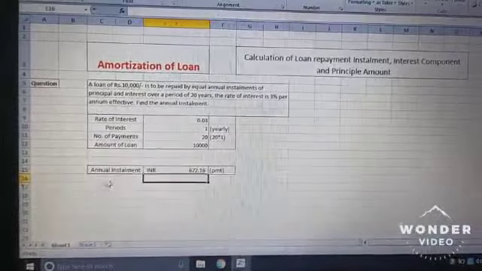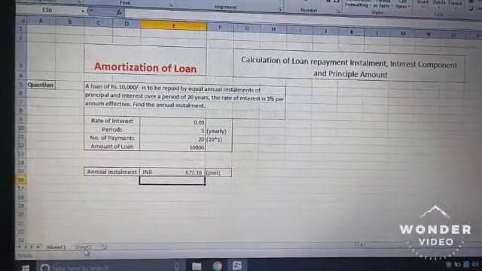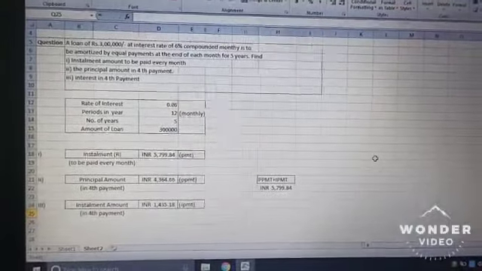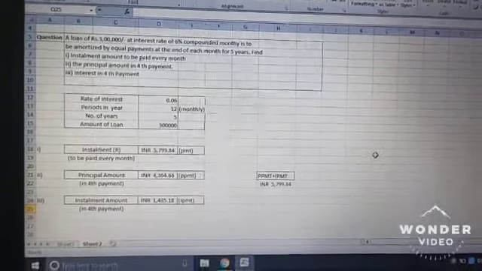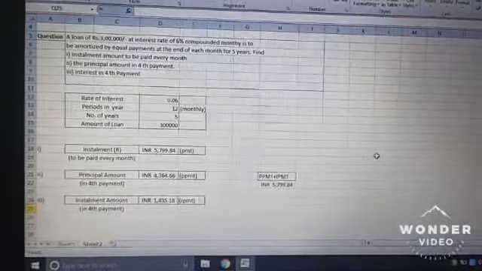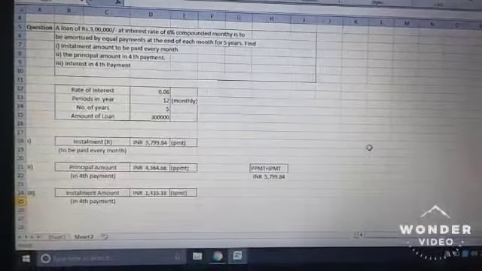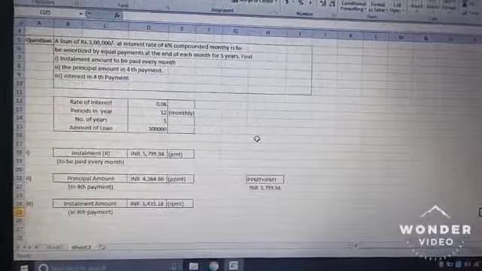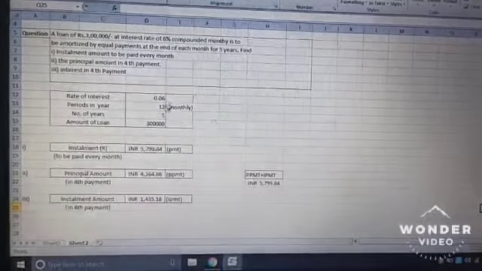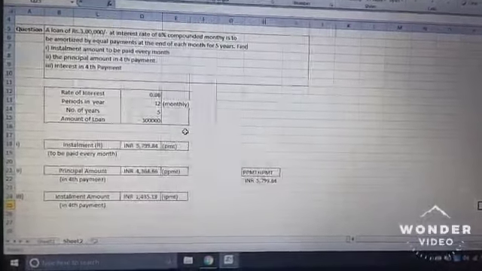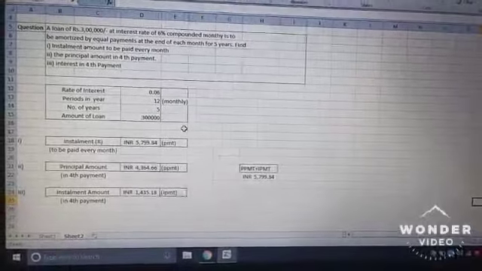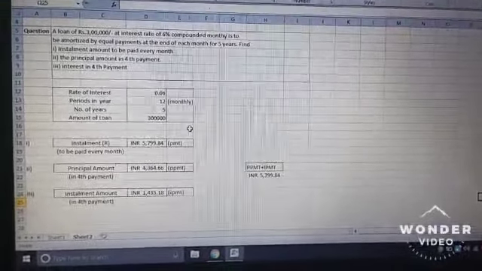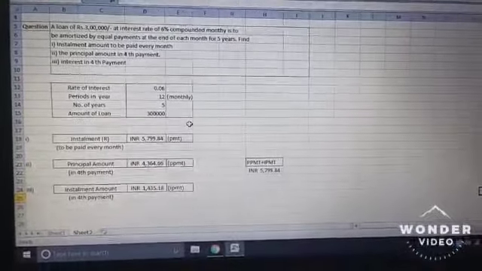Now the second question, this is our second question. Like I said, for an annual installment, all the installments have two components, the principal amount and the interest amount. The installment amount is always the same. If they are equal installments, the installment amount will remain the same, but the principal amount for each payment and the interest amount for each payment will differ.